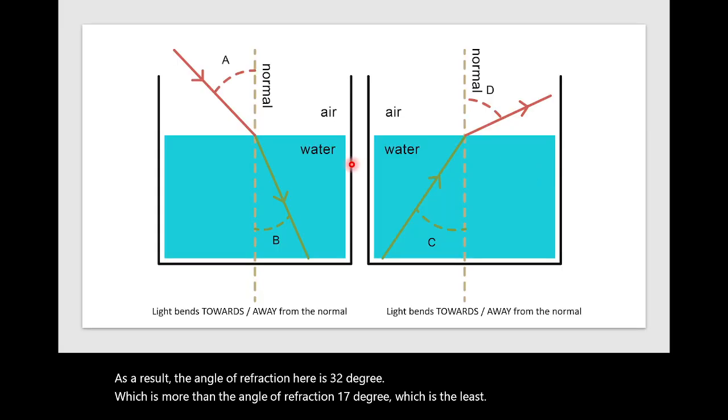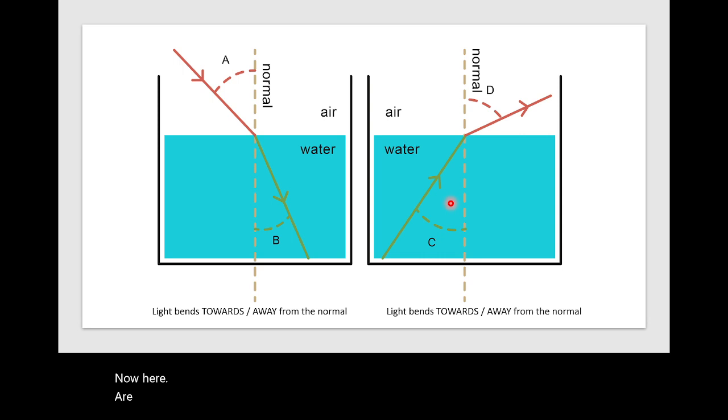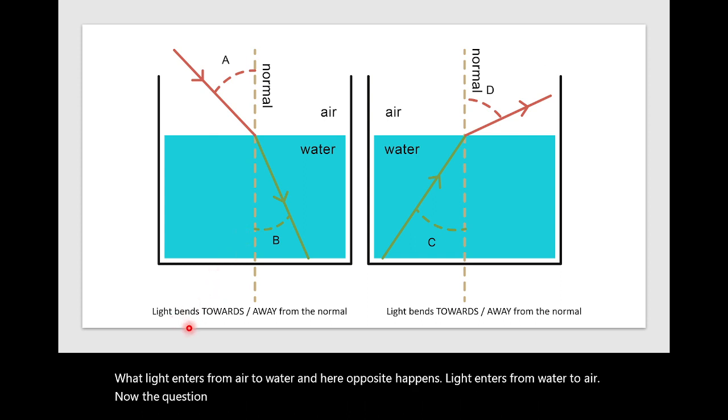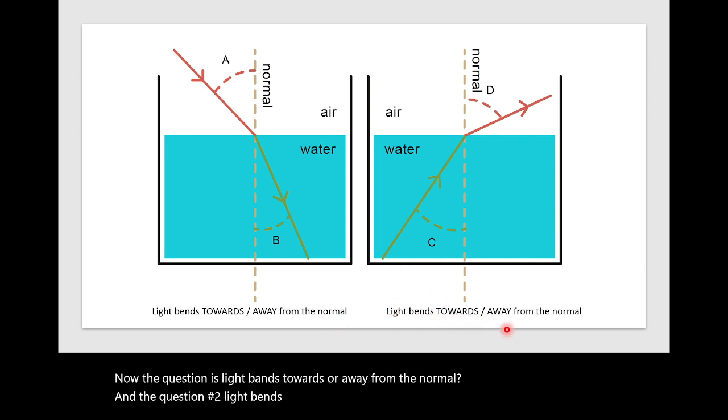Now here are two questions for you. Here, light enters from air to water, and here the opposite happens. Light enters from water to air. Now the question is, does light bend towards or away from the normal? And question number two, does light bend towards or away from the normal?